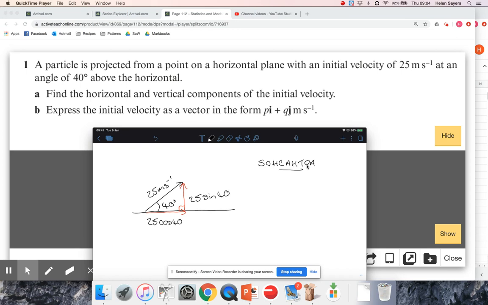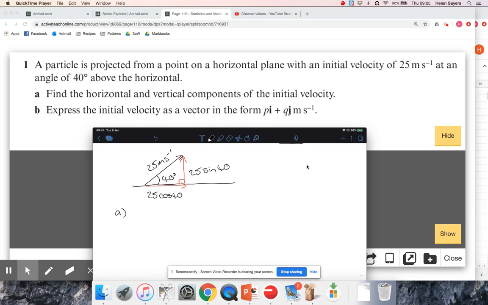Okay, so let's just clearly write our answers to part A. So the horizontal component, just grab my calculator, is going to be 25 cos 40. And let's go to 3 significant figures because that's the standard, and that's velocity, so it's in meters per second. And the vertical component is going to be 25 sine 40.